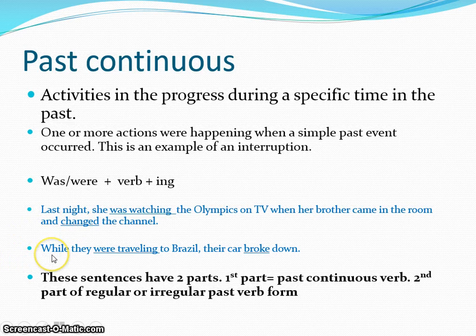Now this sentence right here, while they were traveling to Brazil, their car broke down. Here is my past continuous verb, and here is my irregular past verb form. So an interruption happened. They were traveling to Brazil when their car broke down. Okay, so their car stopped working. This is an interruption in their trip.